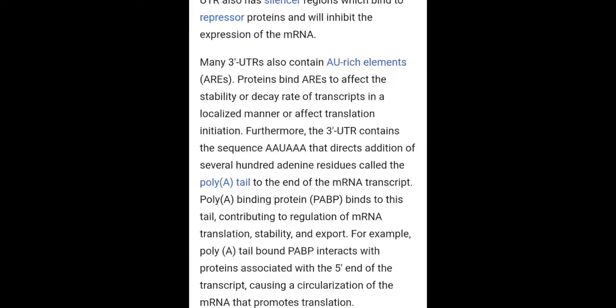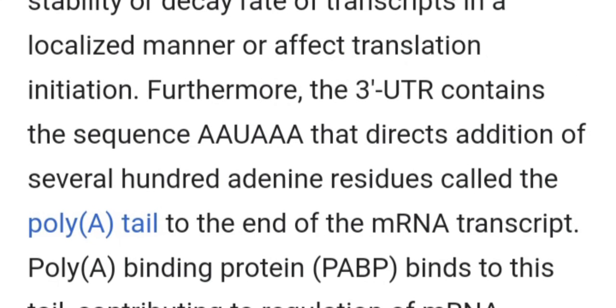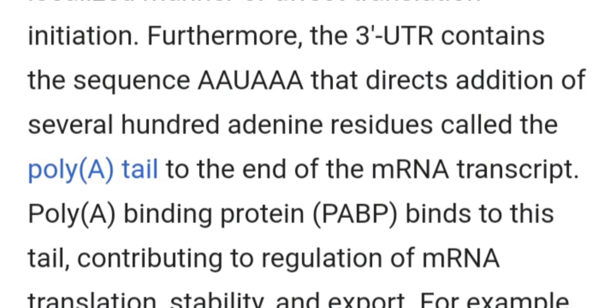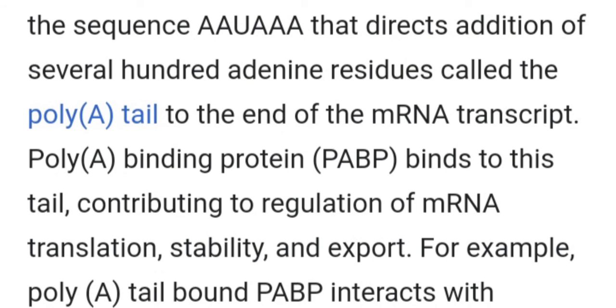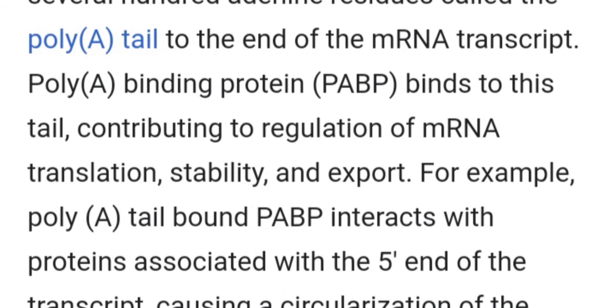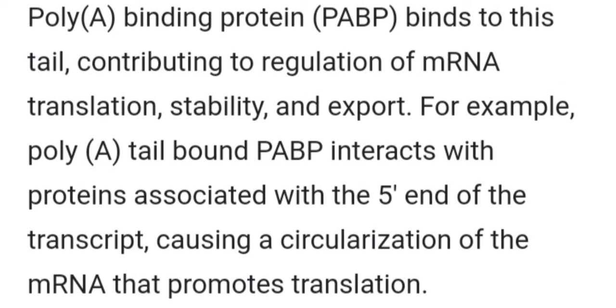So how is it recruited? Actually, the 3' UTR has the sequence AAUAAA, which will direct the addition of adenine residues, called the poly-A tail, done by poly-A polymerase to the end of the mRNA. Poly-A binding protein, called PABP, binds to this poly-A tail and contributes to the regulation of mRNA translation, stability and export. For example, how does this poly-A binding protein regulate translation and control mRNA export? Let us see.